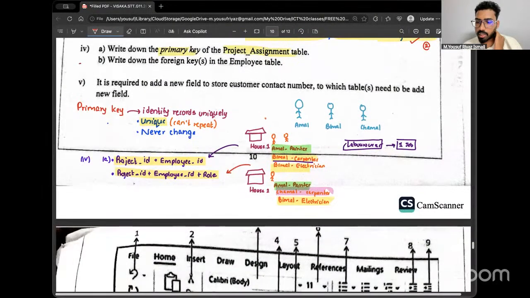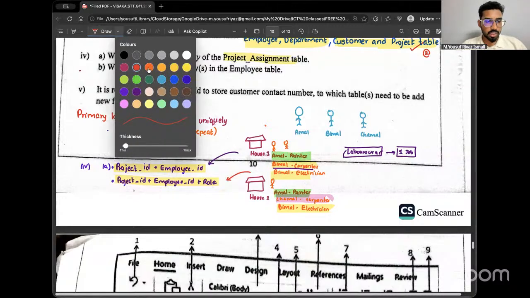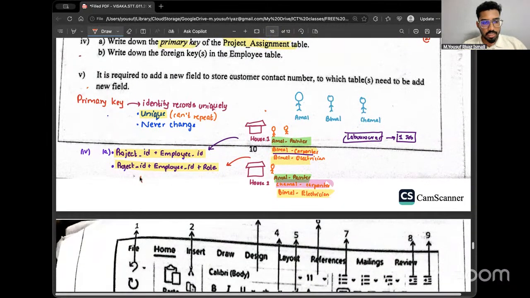So it means a primary key could be multiple fields. There's a special name for such a primary key. If you're going to form the primary key using multiple fields, there's a special name for this. We call these composite primary keys. This is also a primary key, but it has a special name. Got it?